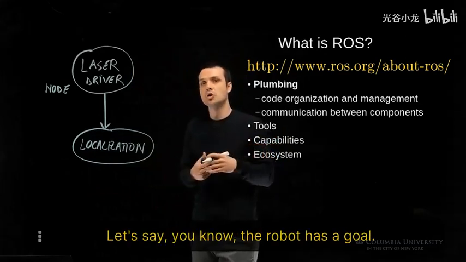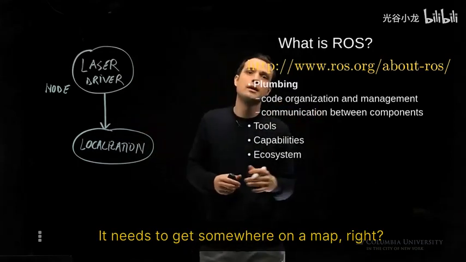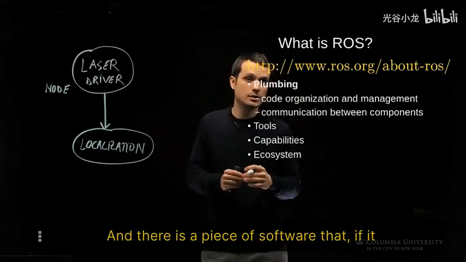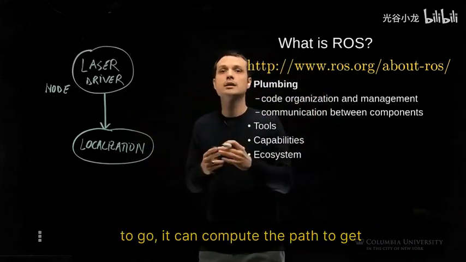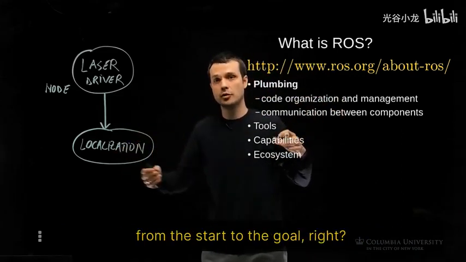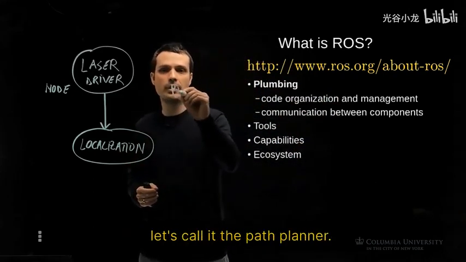Let's say the robot has a goal. It needs to get somewhere on a map, right? And there's a piece of software that, if it knows where the robot is and it knows where the robot needs to go, can compute the path to get from the start to the goal, right? Let's call that piece of software the path planner.